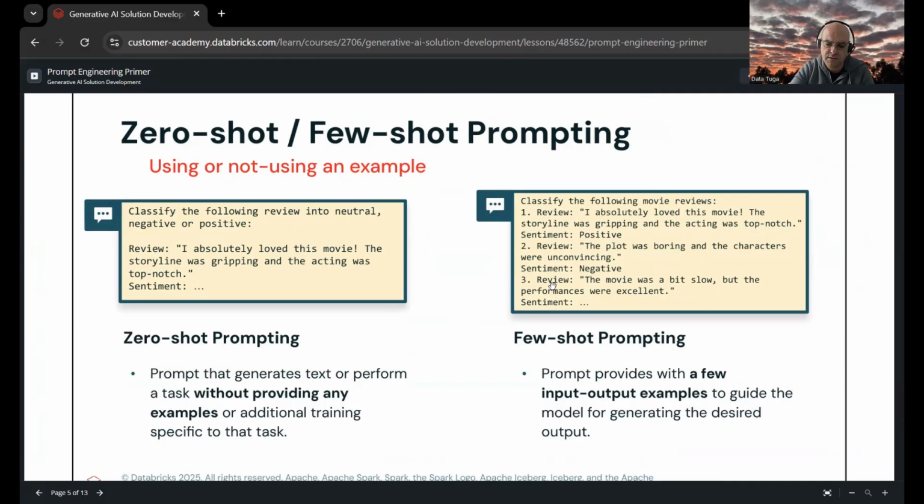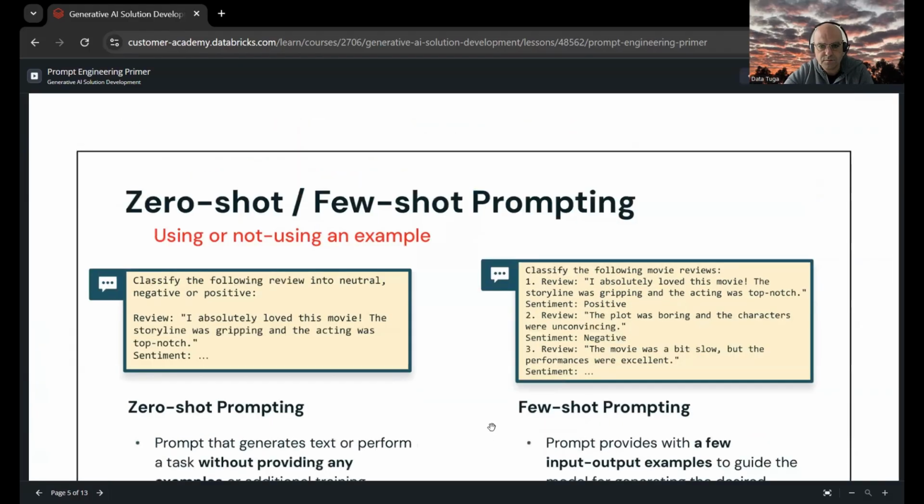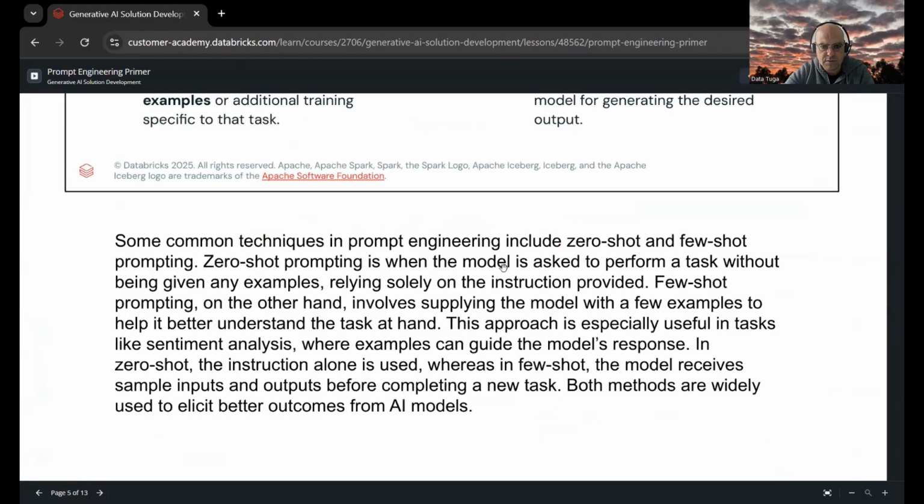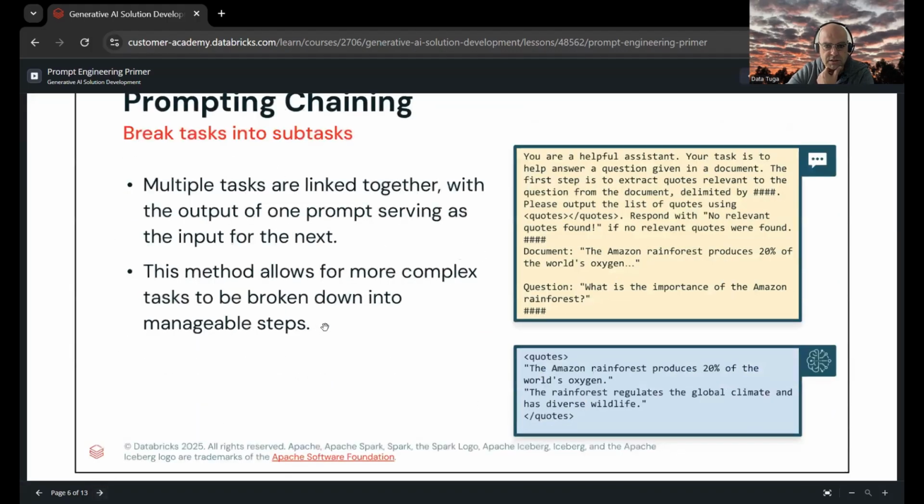So we have zero shot or few shots. Zero shot is when the model performs the task without being given an example. Few shots involves a few examples, with tasks like sentiment analysis, where examples can guide the model response. Okay, good, I understand. Both methods are widely used for better outcomes. Next technique, chaining.